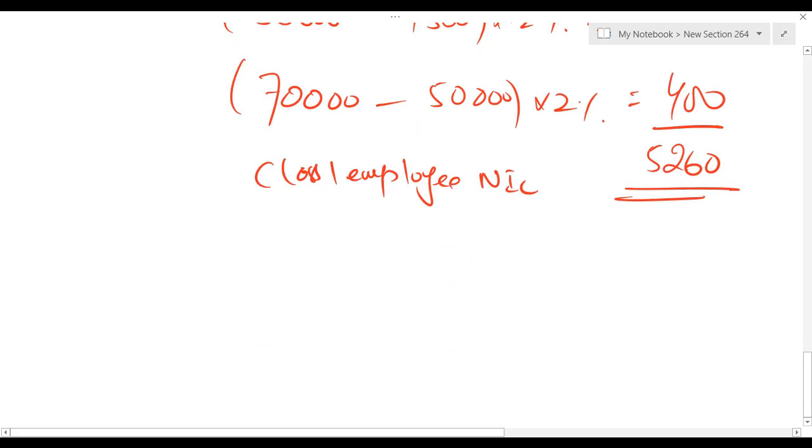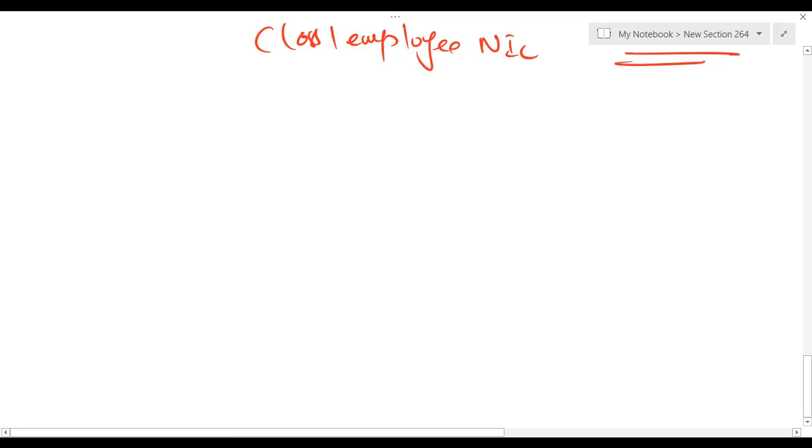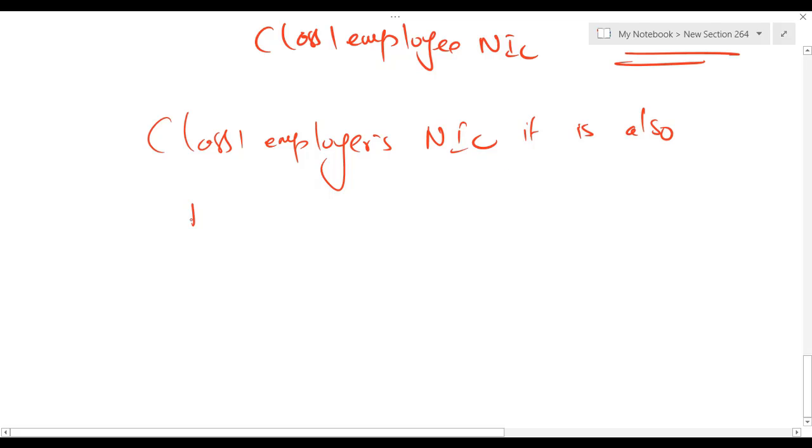Okay. Now we have one more NIC, that is called class 1 employer NIC. Class 1 employer NIC is also paid on cash benefits. Obviously employer is going to pay this, no doubt about it.